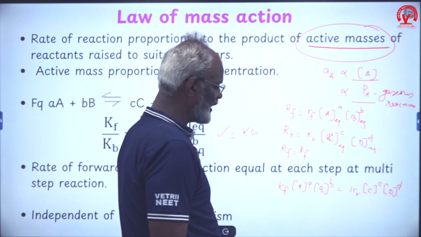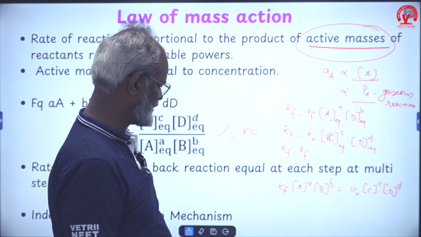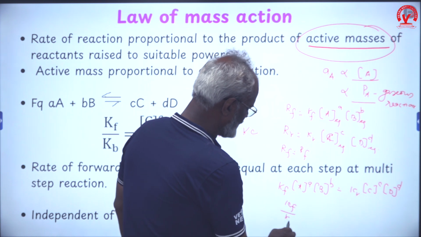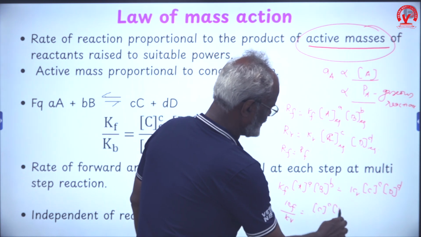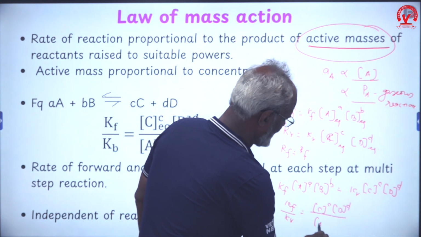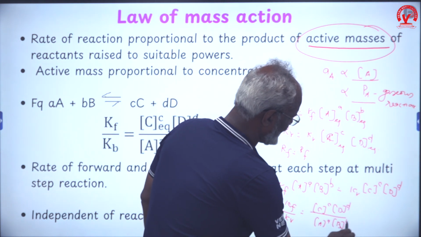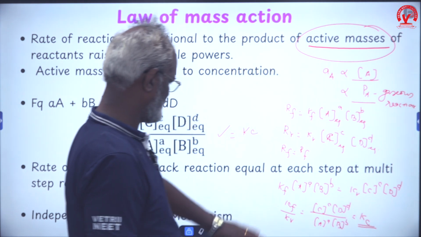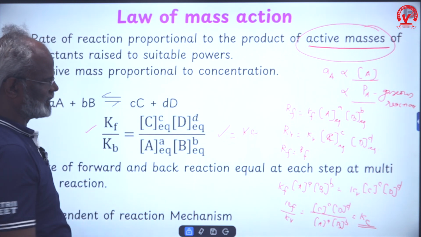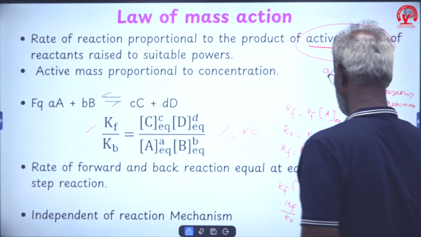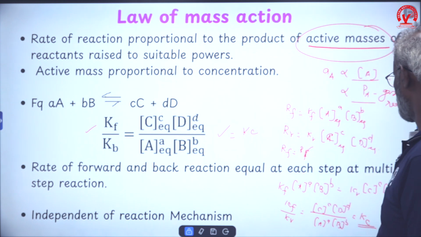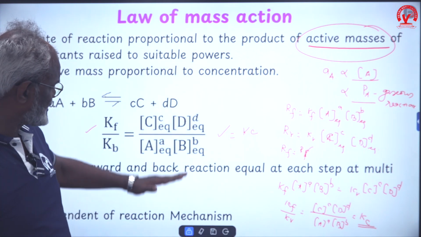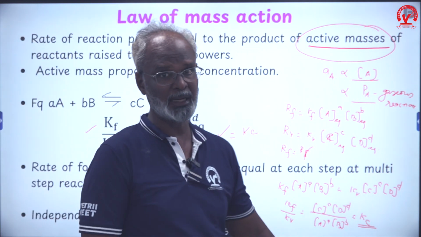Here A, B, C, D are the equilibrium concentrations. Now we can slightly change this: Kf by Kr is equal to C power c, D power d divided by A power a, B power b, which is equal to Kc. So Kc means the equilibrium constant based on concentration. That is how we get this equation, by equating the rate of forward reaction to the rate of reverse reaction.